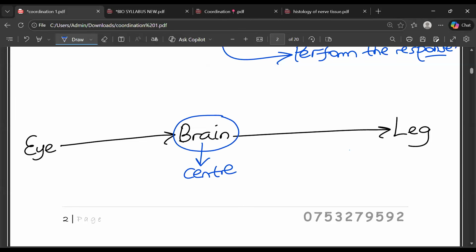You get? Then you people told me that this is what they call the sensory nerve fiber. Yeah, the sensory nerve fiber. Then you guys have told me that this is what they call the motor nerve fiber.